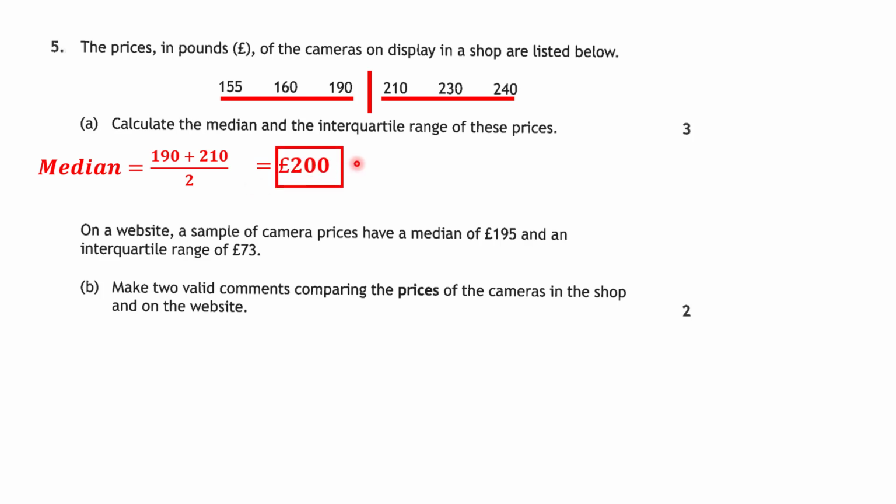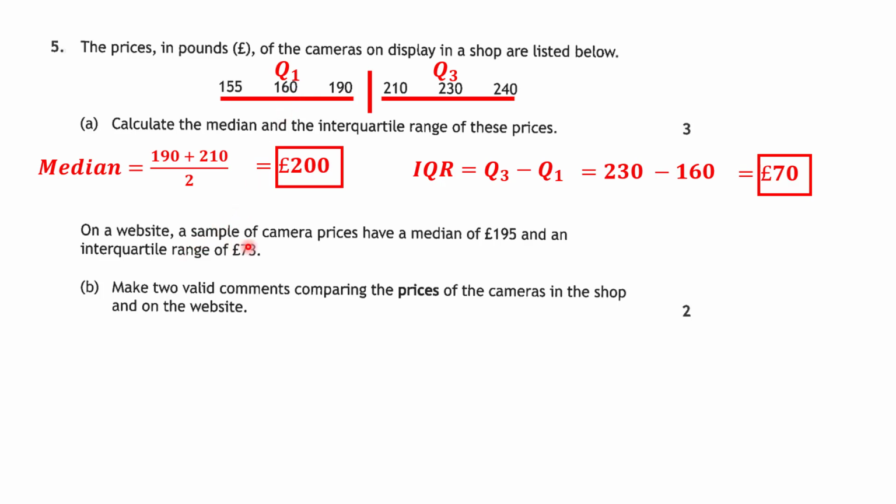The interquartile range: we've got to find the middle of the first half and then the middle of the second half. The one in the middle here is going to be called Q1, and the one in the middle here is Q3. We want the interquartile range, so we want the IQR, and it's equal to Q3 take away Q1. We put the numbers in, 230 take away 160, and then the answer is £70. So 3 marks for this part A.